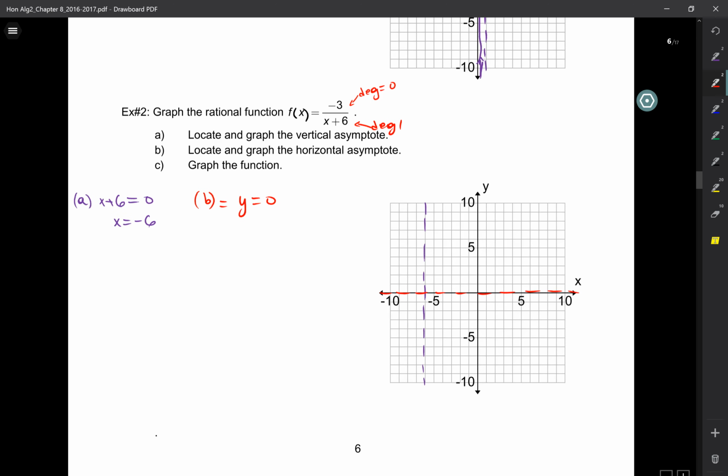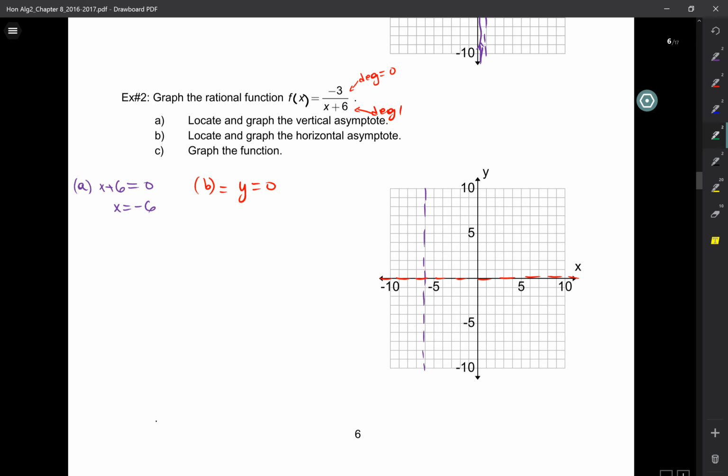Now, are there any zeros of the function? No. To the right of the asymptote, is the function going to be positive or negative? When I plug in x equals 0, will I get a positive or negative value here? Negative, right? The whole thing will be negative. So that means to the right of this asymptote the function is negative. It's below the x-axis. So it looks like this.